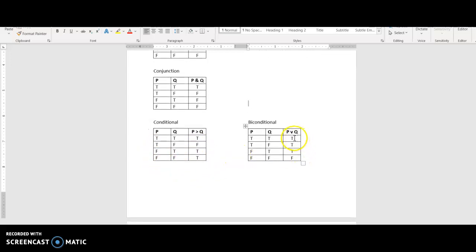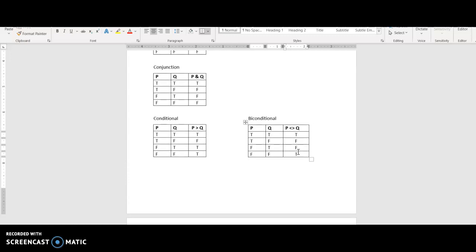And then finally, the biconditional. Whoops, I just realized I copied and pasted this without fixing it. So the biconditional comes out true if they have the same truth value, false if they have different truth values. So the biconditional truth table should look like this. Stretch it out. So if they're both true, it comes out true. If they're both false, it comes out true. But if they have different truth values, it comes out false.